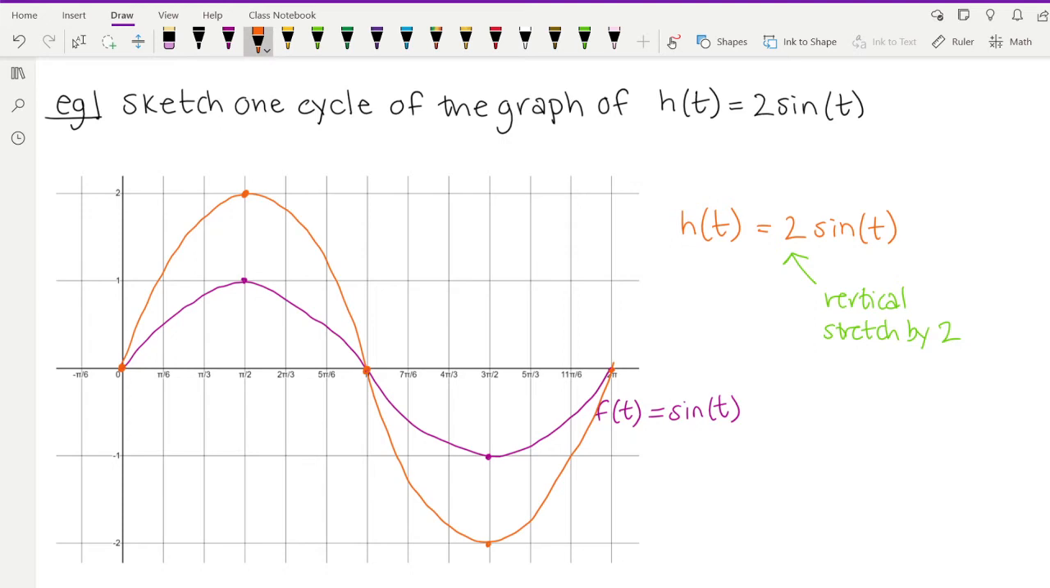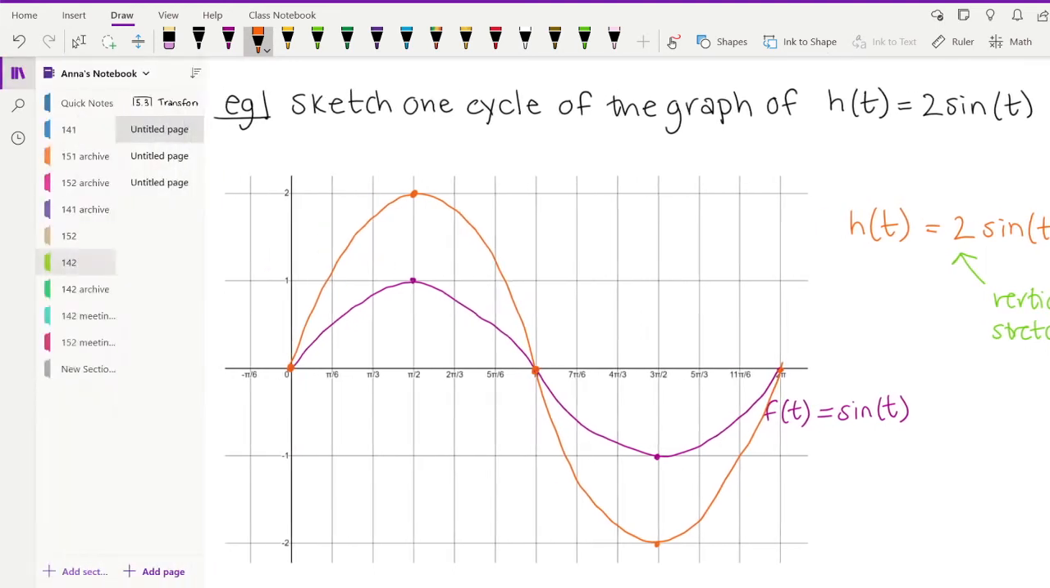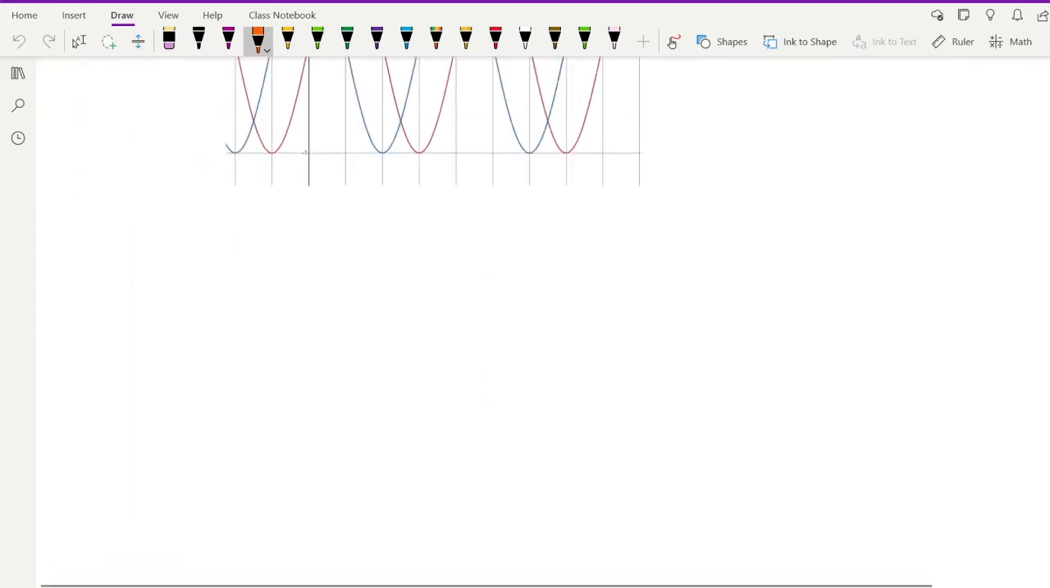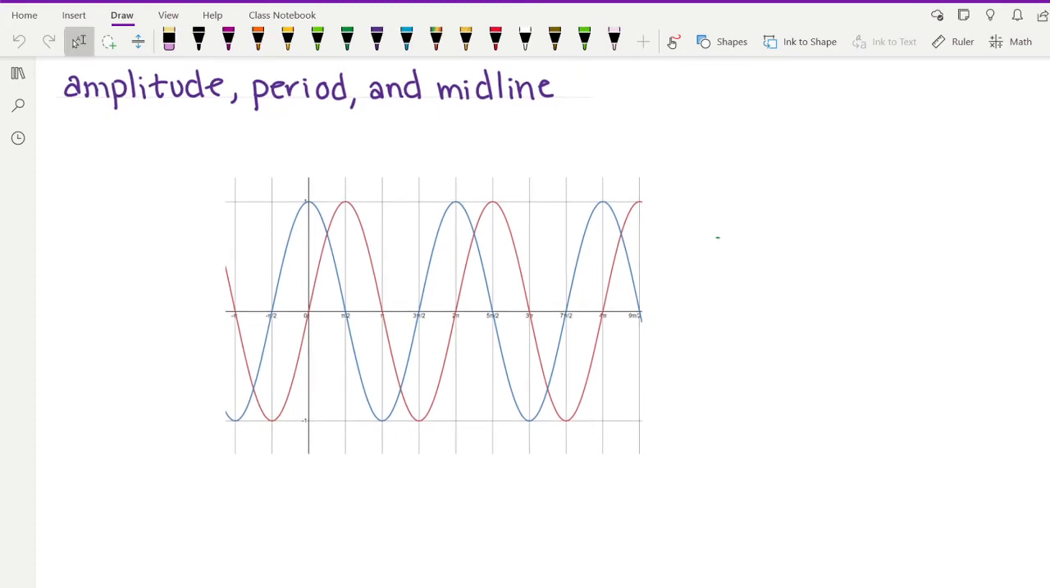So one thing that I want to be able to describe here is how the shape of this graph changed. Because it was stretched vertically, the period didn't change, right? The period is the length of the cycle, but it did change vertically. And so I want to establish some vocabulary that we'll be using to describe the shapes of the sine and cosine graphs.